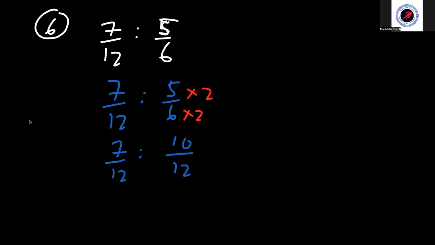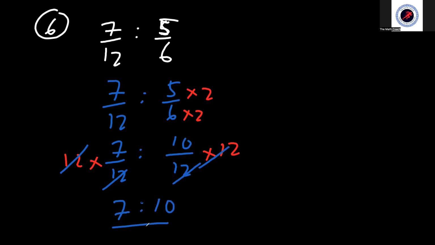Now what do we do? We multiply both sides by 12. So now what do we get? We get 7 is to 10. What about the seventh question? The seventh question says 5/4 is to 6/7. How do you do this?